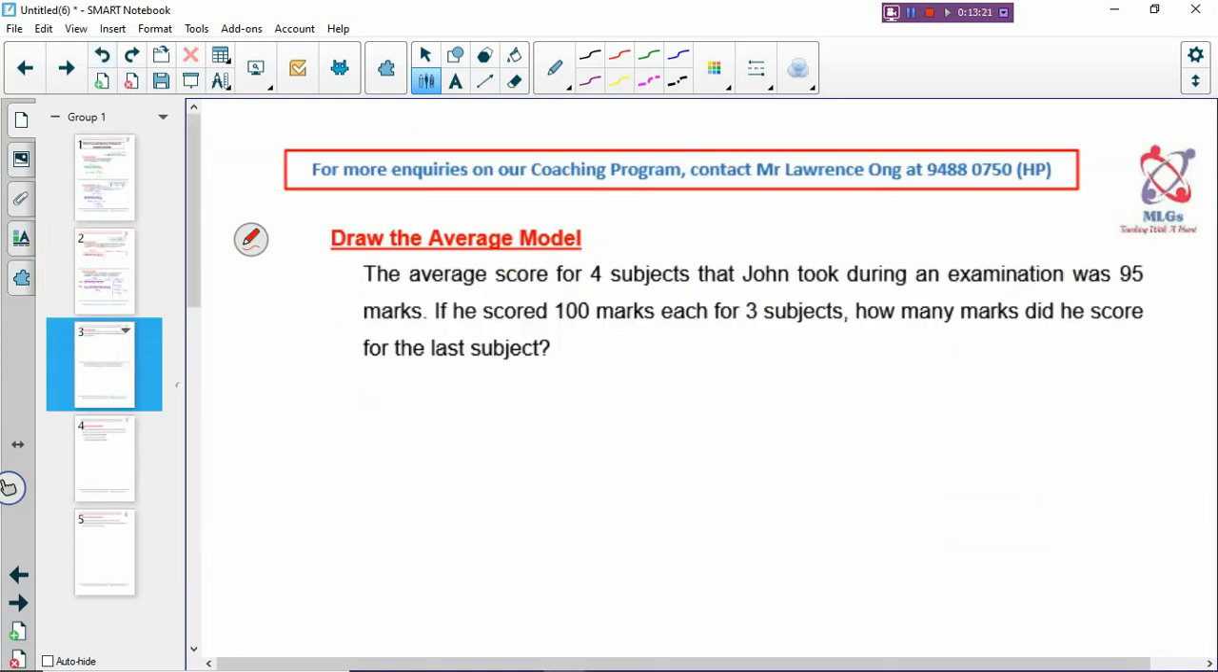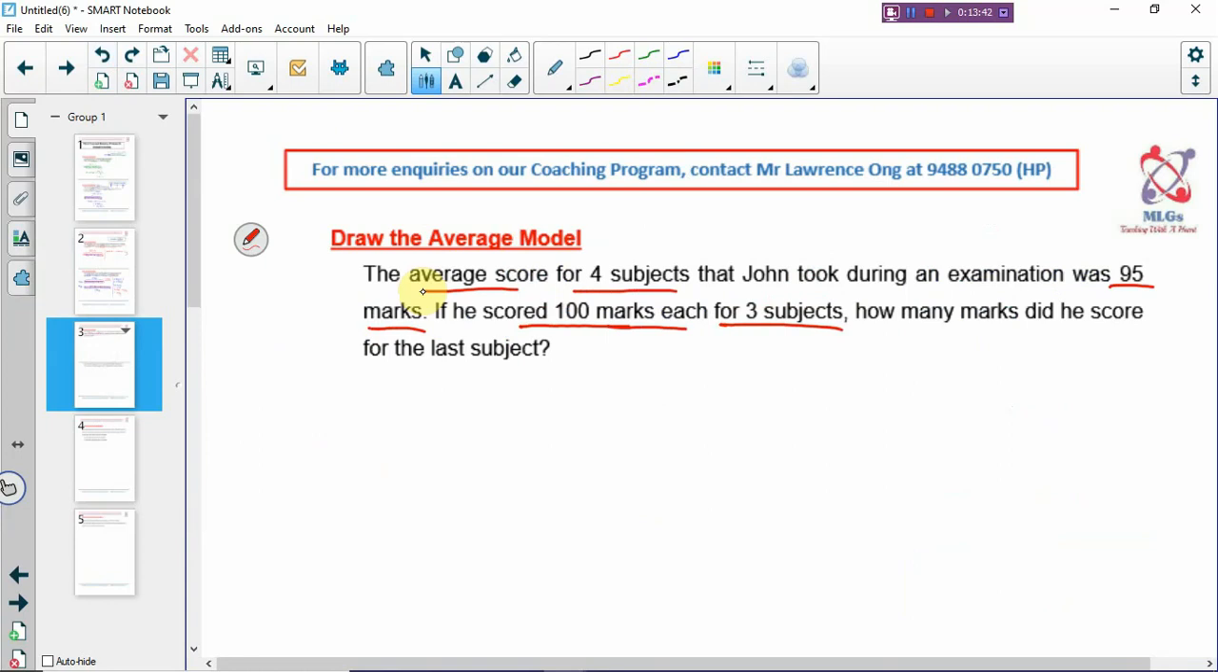Now, the average score for 4 subjects that John took during an exam was 95 marks. So every subject is the same marks. If you score 100 marks each for 3 subjects, so that is your average also.